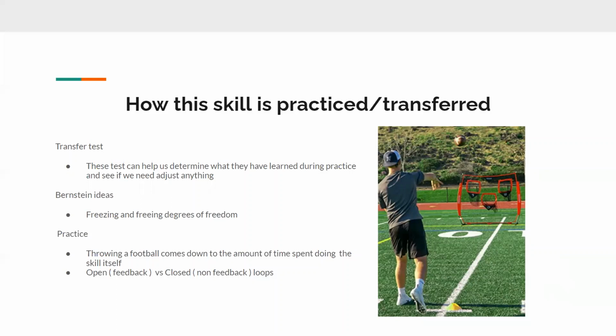And then for practice, the only way to practice it really is spending time doing the motor skill itself. That's the way to achieve it. And then we also have open versus closed loops, meaning open, where we give them feedback every single time they do it, or every few times they do it, versus closed, where we give them no feedback at all and see how that helps them. It really depends on each individual as to which feedback they prefer.